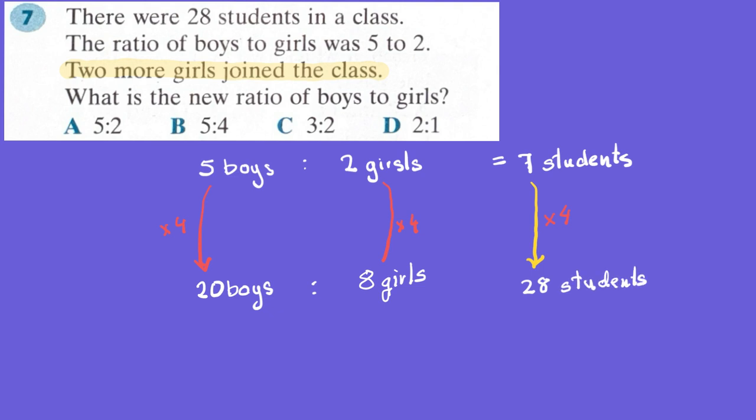Now here's that new line that we have. 2 more girls joined the class. If 2 more girls join the class, then we have to add 2 girls in here, okay? So if we have 2 girls more, altogether we've got 10 girls and we still have the same amount of boys. That will altogether give me 30 students now because we've got more students. So what's the new ratio of boys to girls? 20:10 is the same thing as saying 2:1. And we just highlight the D.